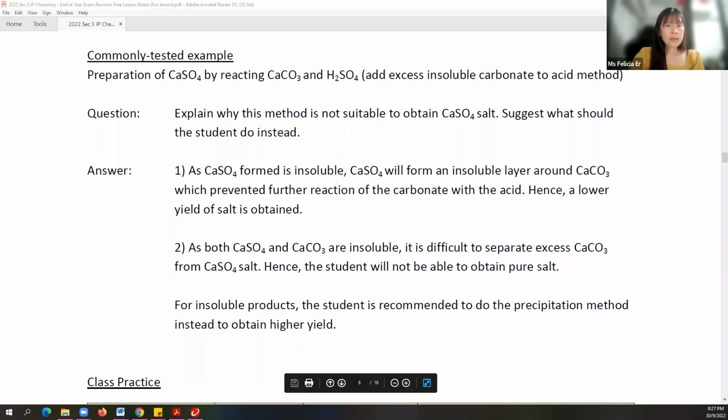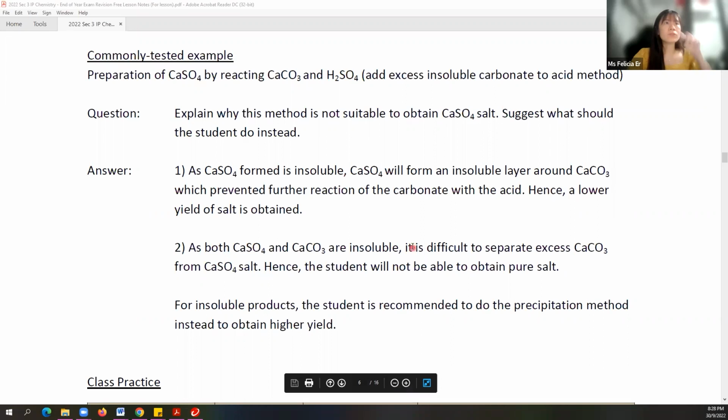why can't we add HCl to CaCO3 and CaSO4 so that CaCO3 is reacted away to form CaCl2, a soluble salt, CO2, and H2O? Wait, let me interpret. So you are saying that you want to add HCl, but the question already specified they want to add H2SO4. So you mean you want to do another step, like after reacting this, one more step of adding HCl, is it? Is that what you're trying to say? Oh, because of the sentence I said about separating is hard.